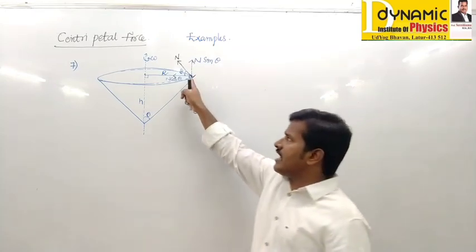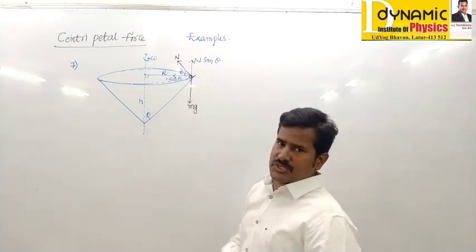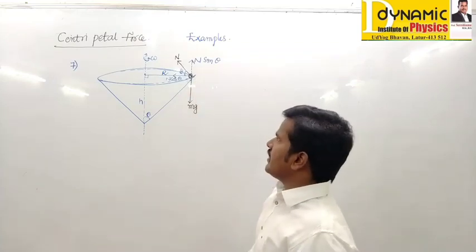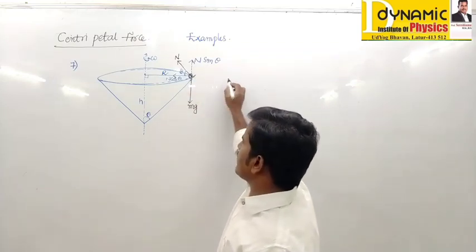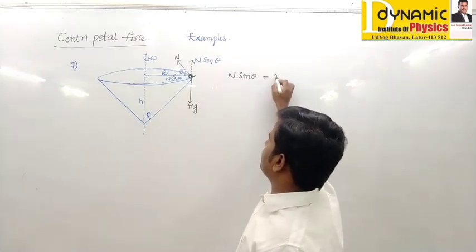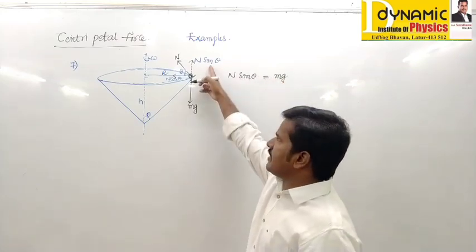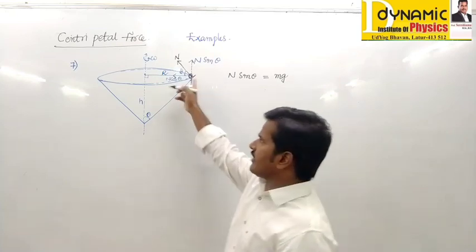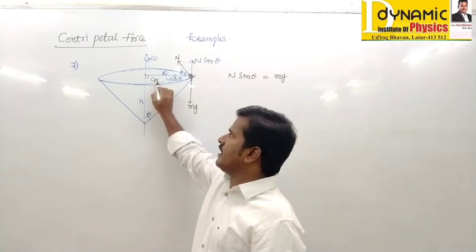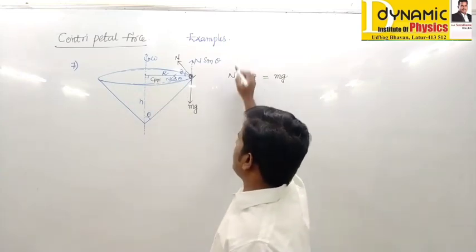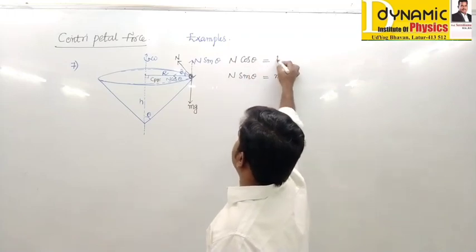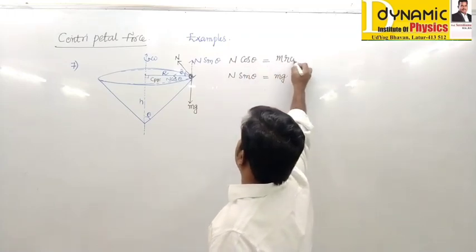We want the maximum angular velocity of this block. Here, n sin theta balances mg. N cos theta provides the centripetal force. That means n cos theta is given by the centripetal force, mr omega square.